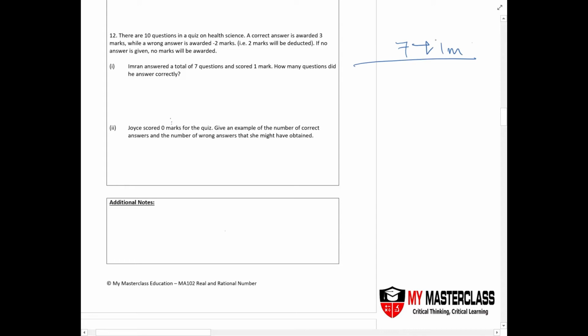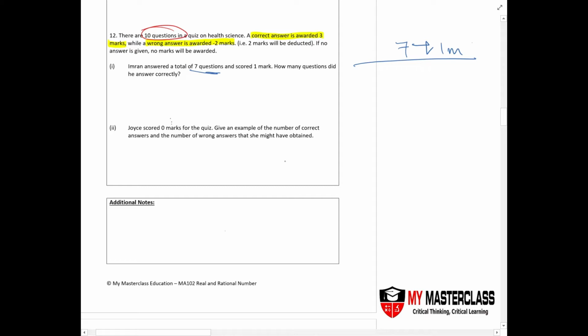Given this question, let's highlight the main key points. The correct answer is 3 marks, while the wrong answer is awarded -2 marks. There is a total of 10 questions, so it cannot exceed 10 questions. Now in part 1, he said he answered a total of 7 questions.